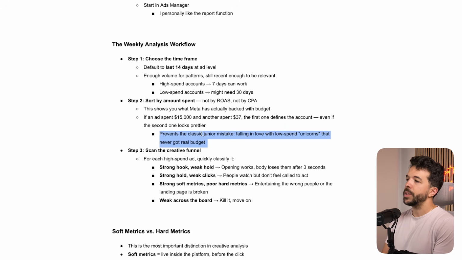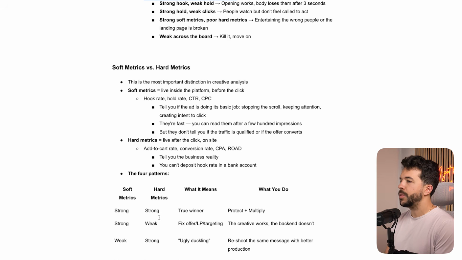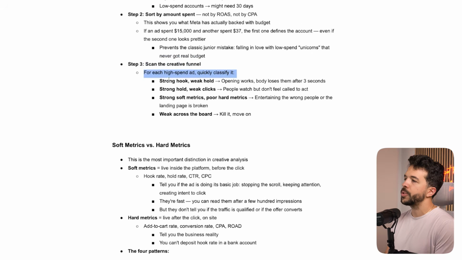Step three, scan the creative funnel. For each high spend ad, you want to quickly classify them. I'll show you how to do it later on, but long story short, if you have a strong hook and a weak hold, it means that the opening works, but the body loses them after 3 seconds. If you have a strong hold and weak clicks, people watch, but they don't feel called to act. You might want to change quite a few things, especially the body. Strong soft metrics, poor hard metrics: you are entertaining the wrong people or the landing page is broken. And weak across the board, something that's not worth exploring. You just want to kill it and move on.